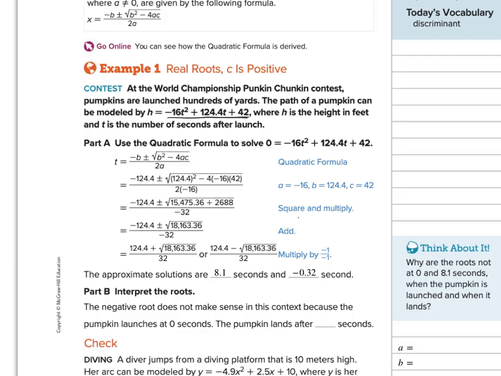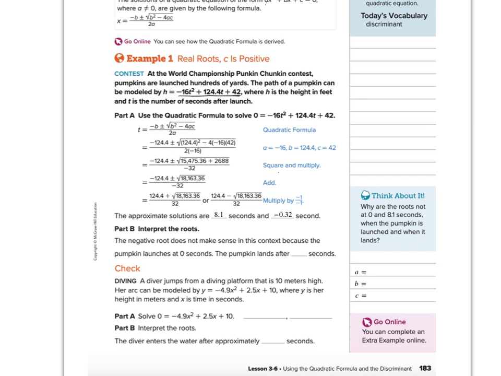These two things become a positive, so that's what happened to my negative sign. 124.4 plus this over 32, and then 124.4 minus this over 32. So they're saying that looking at that, the approximate solutions came to 1.8 seconds and negative 3.2 seconds. Well, negative 3.2 seconds does not help us. Okay, we can't go back in time. So that's where we're at with that.